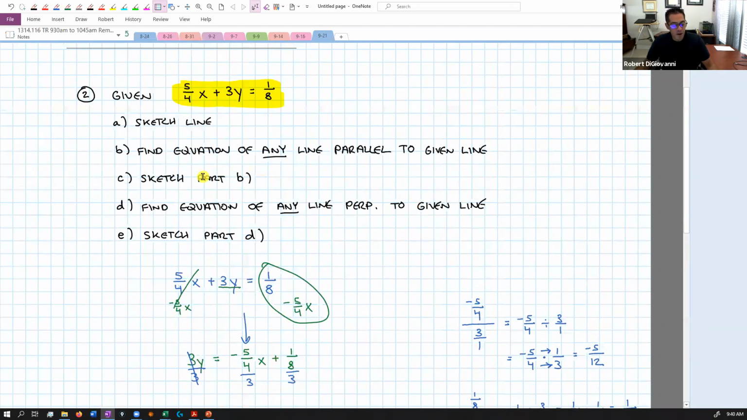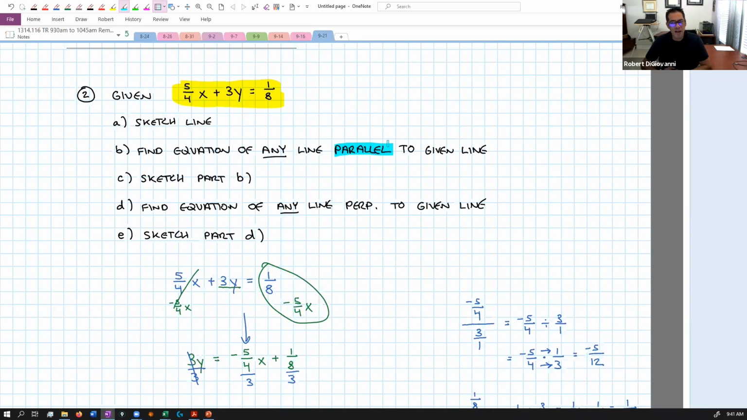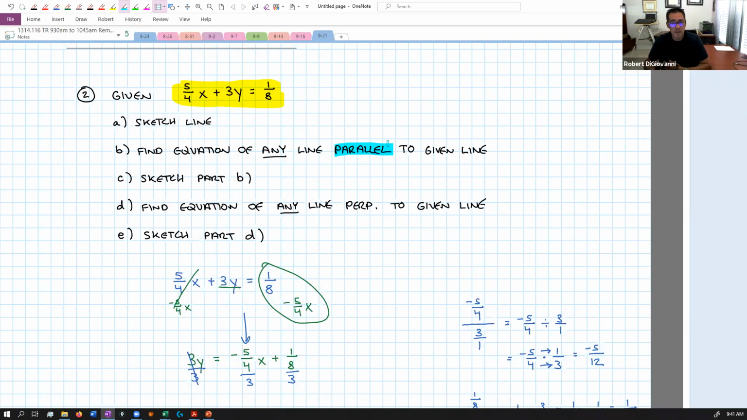Part B, find the equation of any line you want that is parallel to that given line. So we're going to come up with an equation for a new line and we get to choose it. We just need to make sure it's parallel to that line that we just drew. So what can you tell me about the slope of this line? If they're parallel, doesn't the slope need to be the same? Exactly the same. The only thing that really needs to be different is the y-intercept, and then it would be a different line.